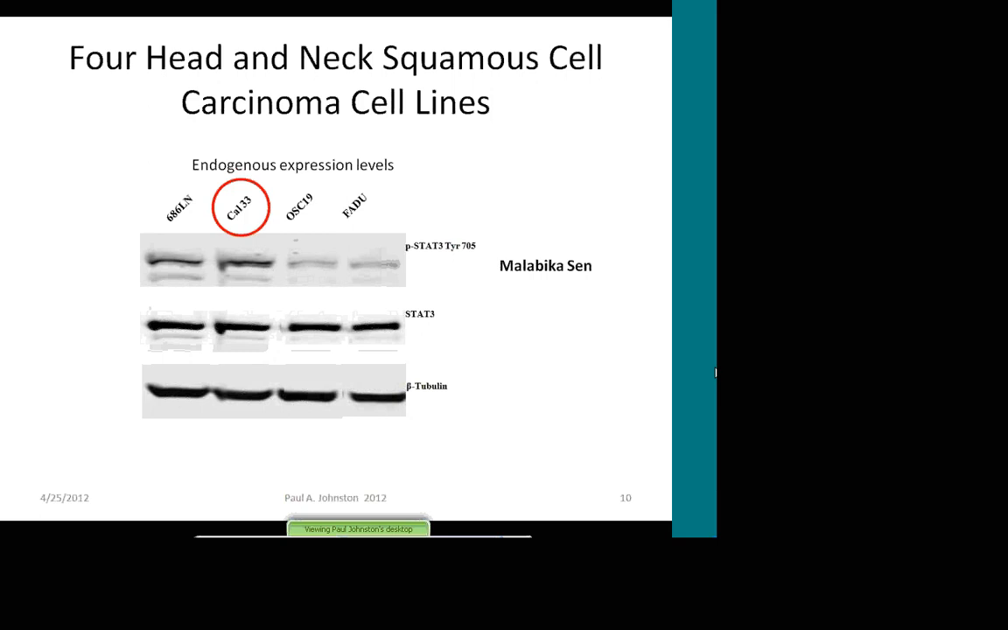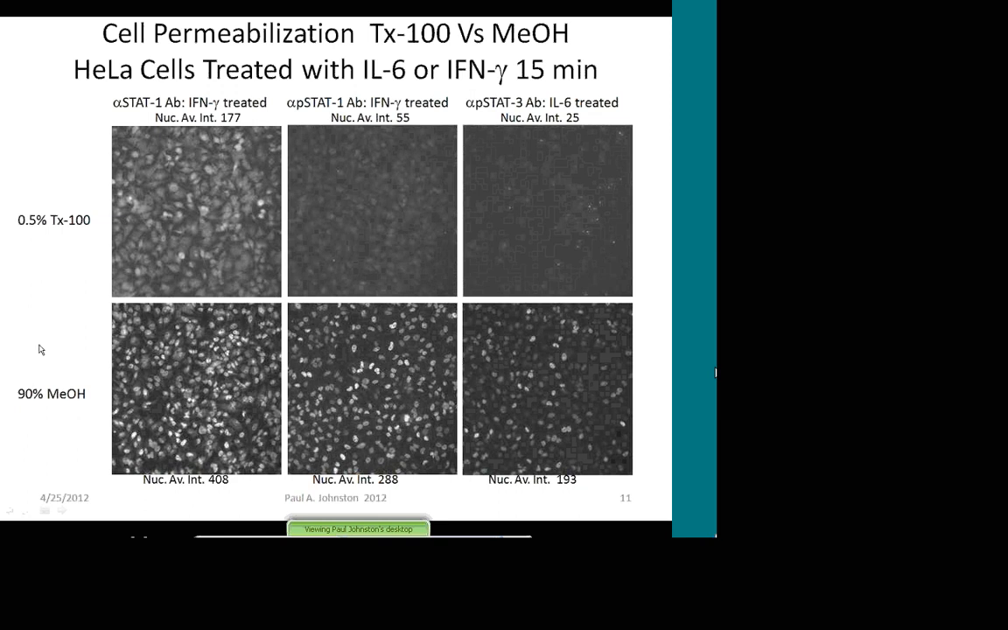One of the first things, and here I'm showing some data generated in Jenny Grandis's group by Malabika Sen. She took some of the head and neck tumor cell lines that they had available to them, and looked at both total STAT3 levels and phosphotyrosine 705 levels by Western blotting. And indeed, we ended up picking the Cal-33 cell line as a good cell line to go on to develop the screening assay.